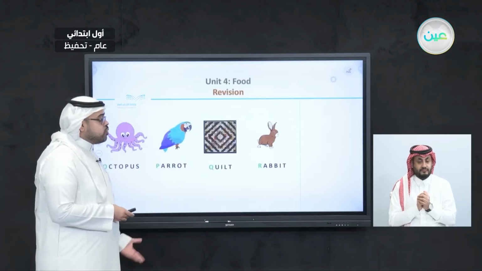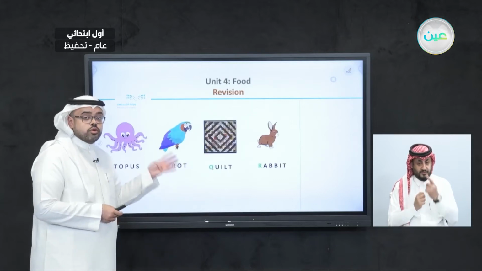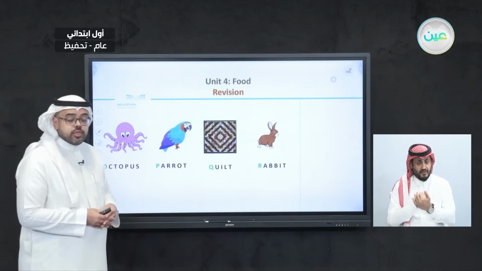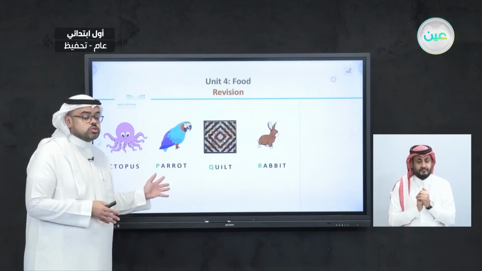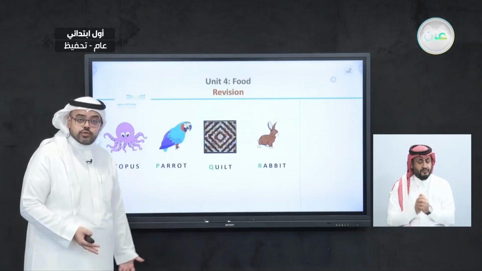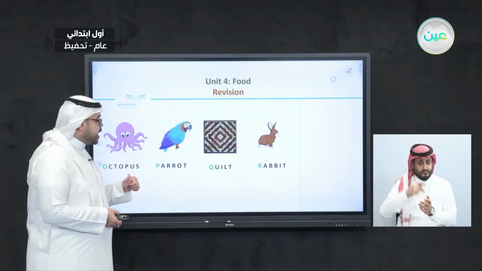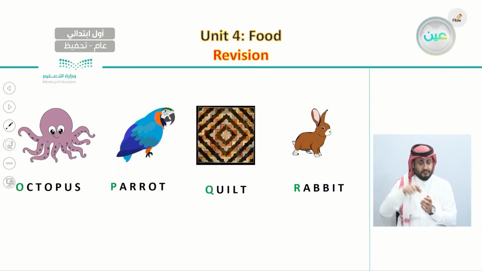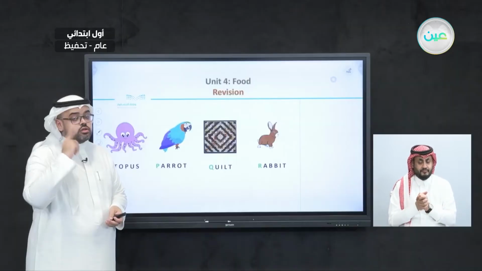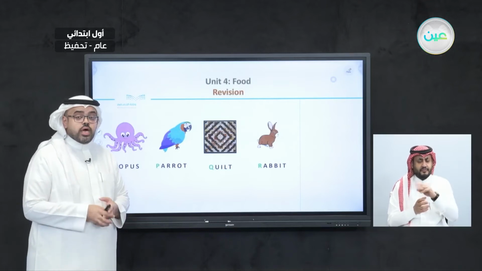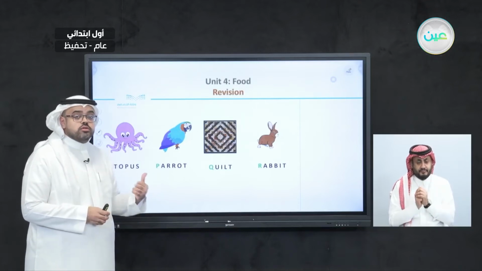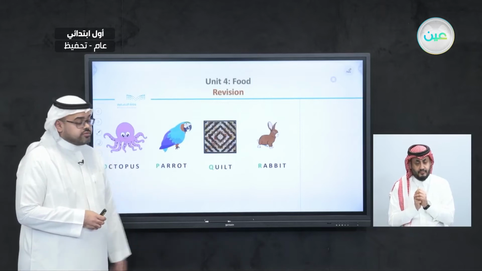So here we have these 4 words that we learned last time. And these words start with the letters we are going to practice on. The letters are O and P, Q and R. So let's listen to these words one more time, and I would like you, when you listen, to repeat after me.